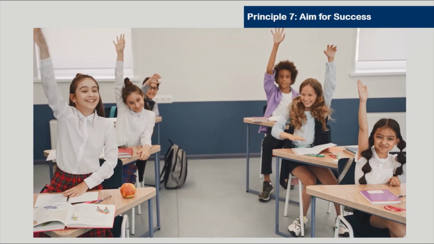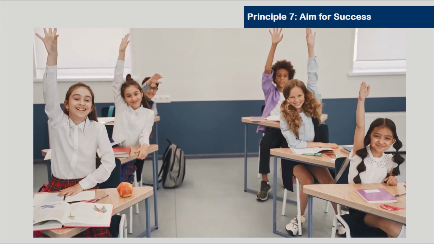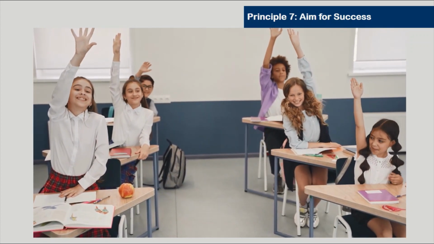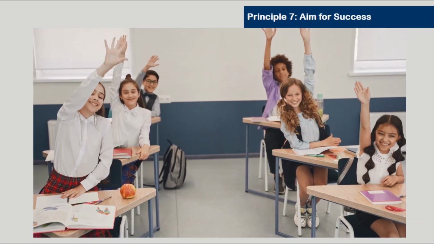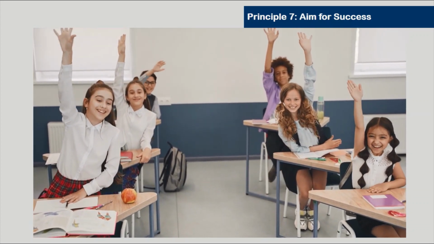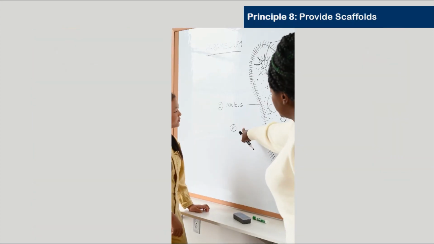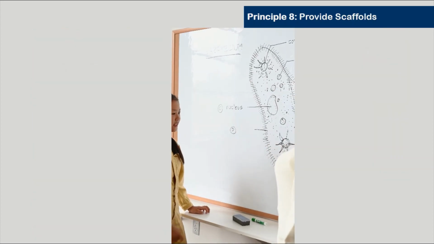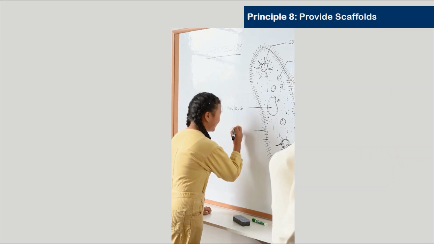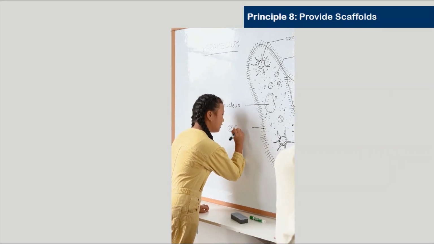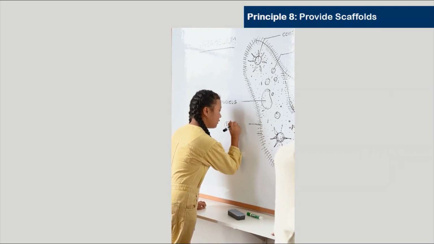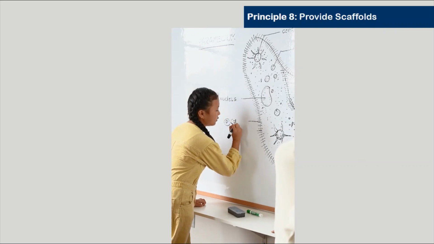Aim for success. Allow learners to experience success by providing them with tasks they can master. Experiencing success contributes to a higher self-efficacy, better self-esteem, and increases motivation. Provide scaffolds. Worked examples and other scaffolds support learning. As learners become more competent in problem solving, scaffolds need to be gradually removed.